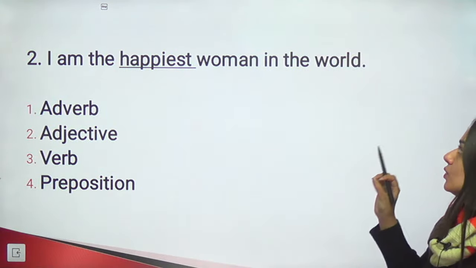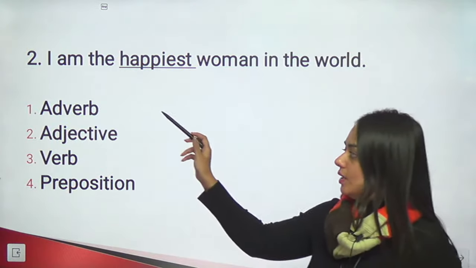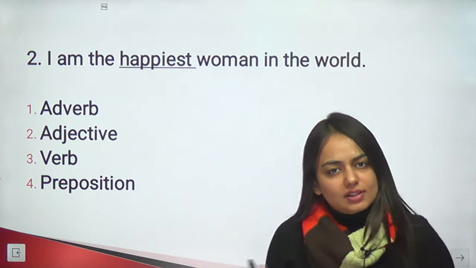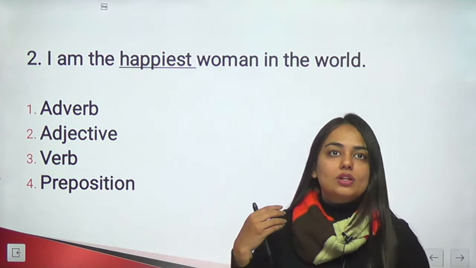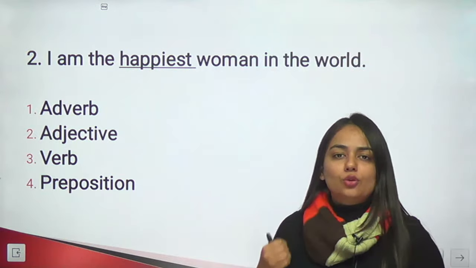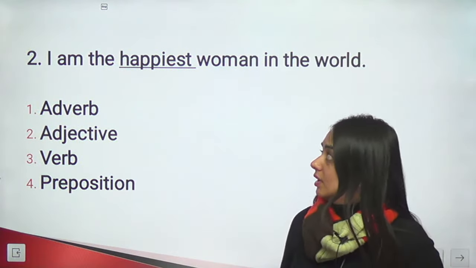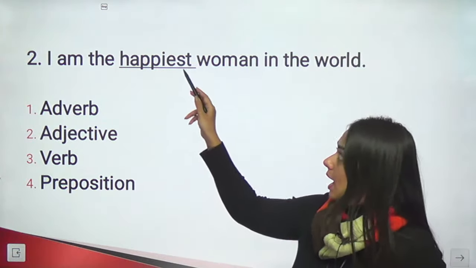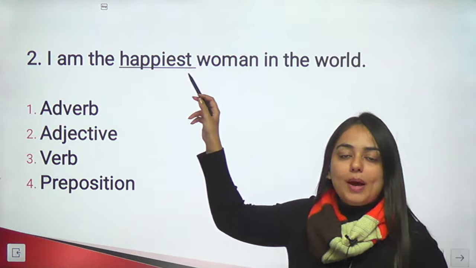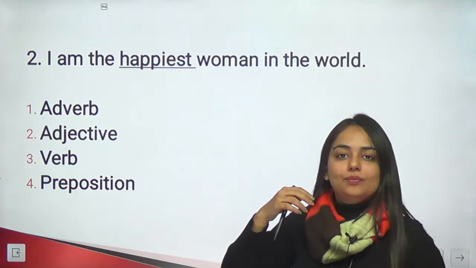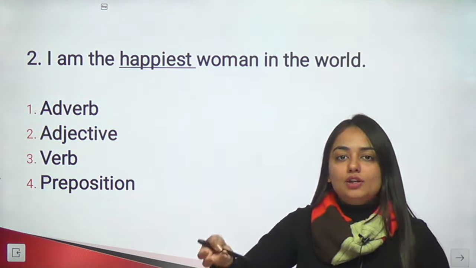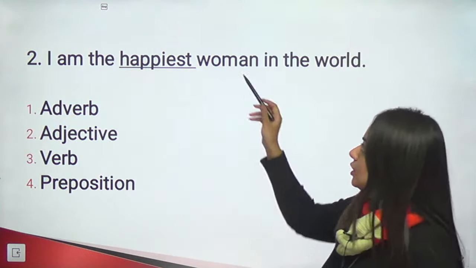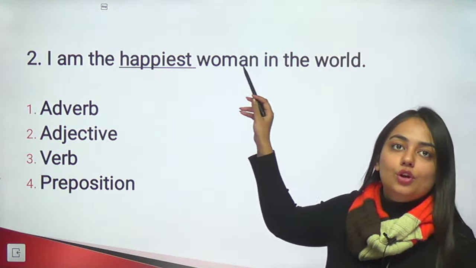I am the happiest woman in the world. Is it an adverb or adjective? This word happiest, is it a modifier? Is it modifying something? If yes, what is it modifying? What should be the role of this happiest here? So this happiest cannot be a verb. It definitely cannot be a preposition. IEST shows it's a comparison, right? Superlative degree. You know, comparative and superlative degree are used only in adjectives. So this is an adjective used here to modify this noun woman.